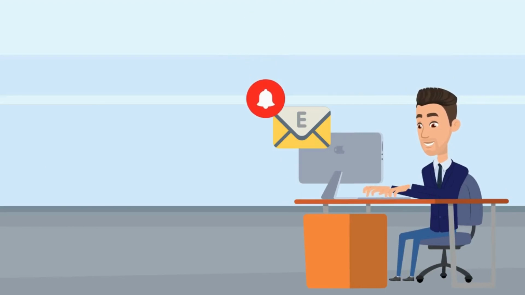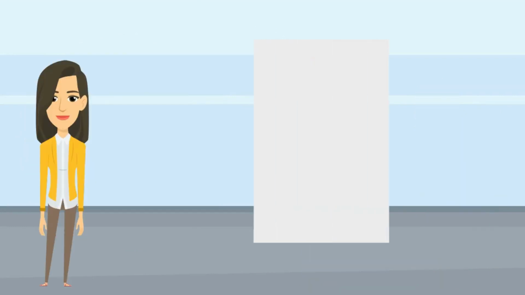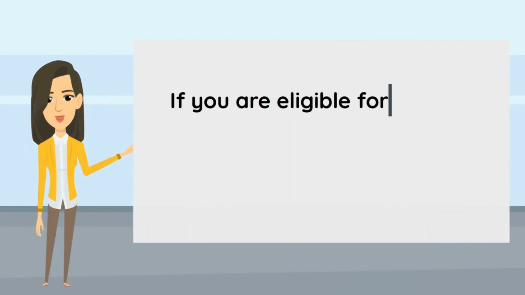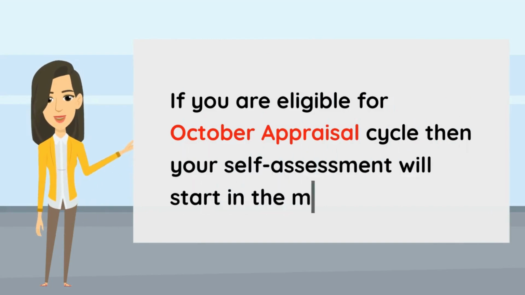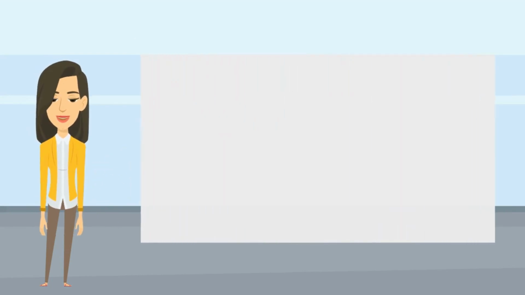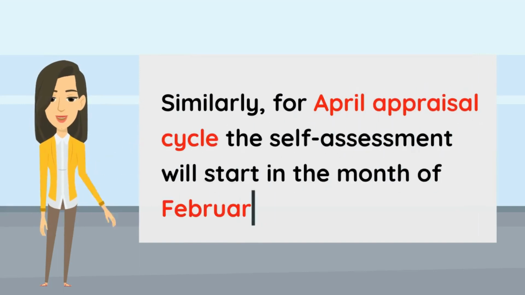You will get an email notification from the HR team to complete the self-assessment as per your eligible appraisal cycle. For example, if you are eligible for the October appraisal cycle, then your self-assessment will start in the month of August. Similarly, for the April appraisal cycle, the self-assessment will start in the month of February.